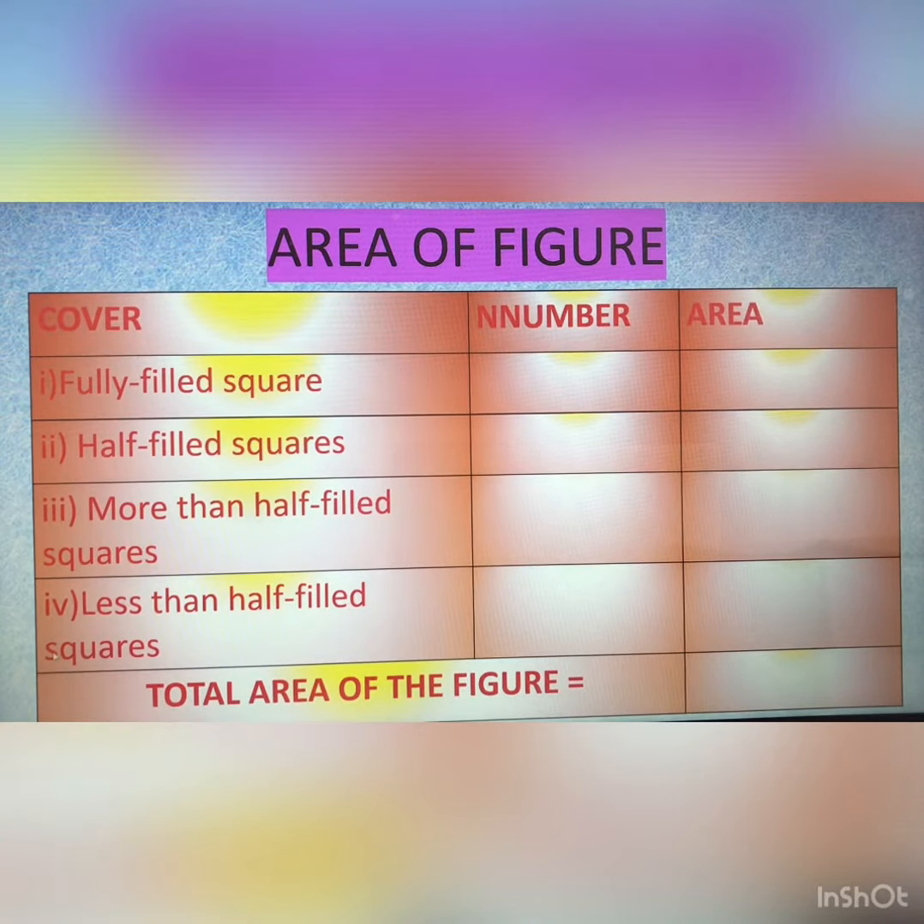लेस देन हाफ फील्ड स्क्वायर, अगर आधे से कम वाले स्क्वायर वहां पर है तो उनको नेग्लेक्ट कर दिया जाएगा, छोड़ दिया जाएगा. तो उसका एरिया वहां पे कितना होगा? 0. After that you will find the total measurement on the right hand side. You will get the total area of that figure.